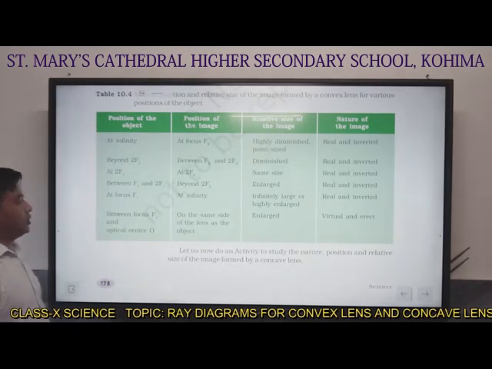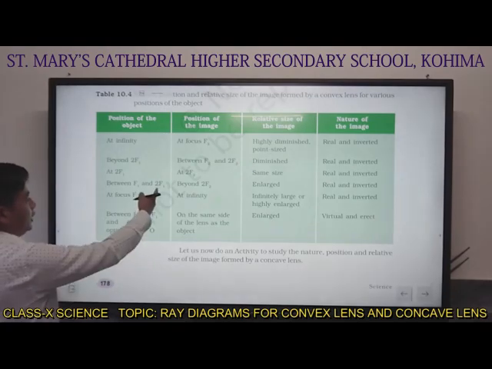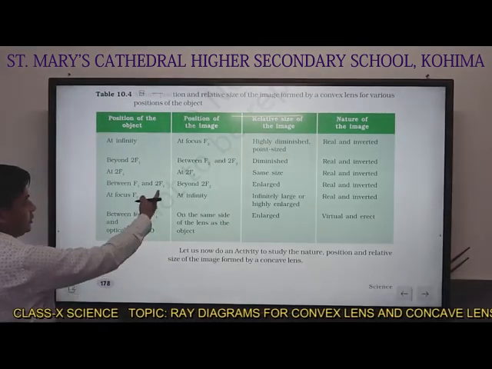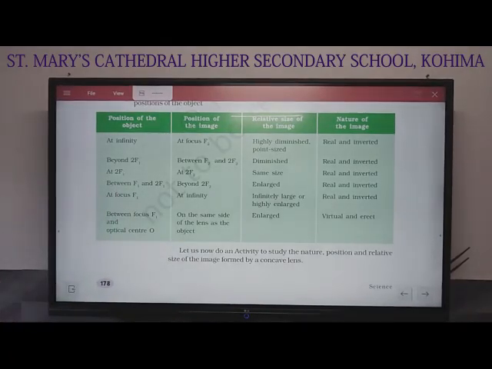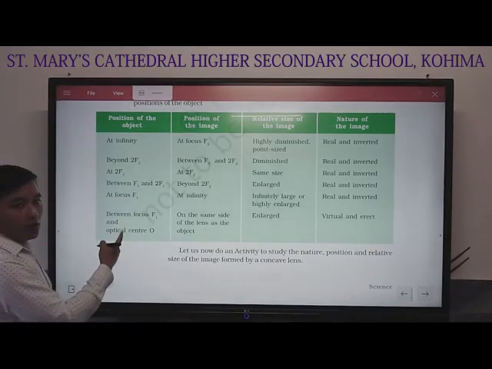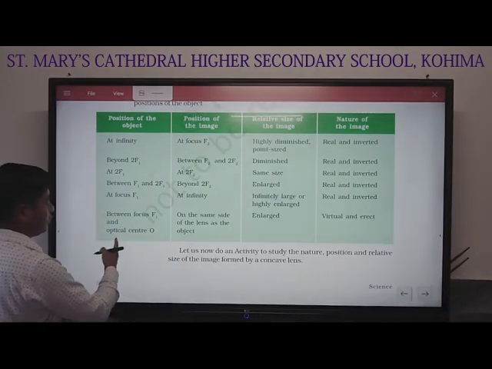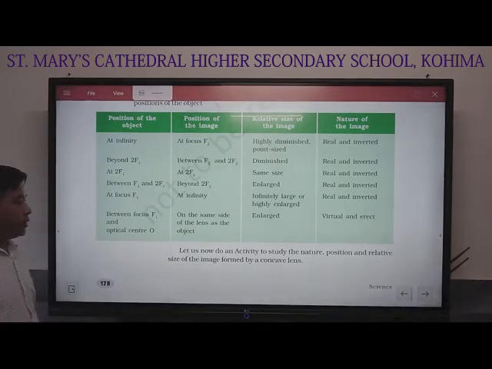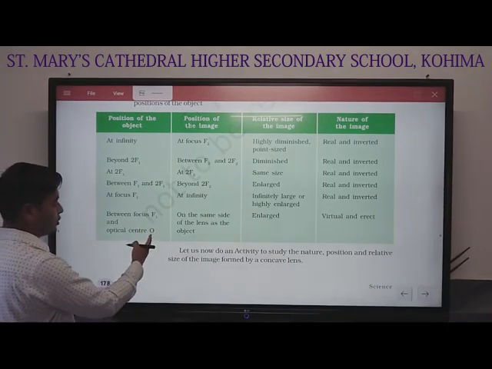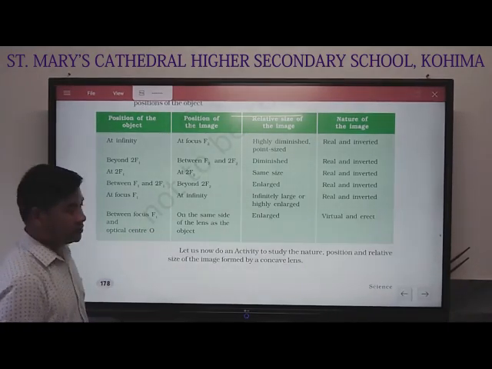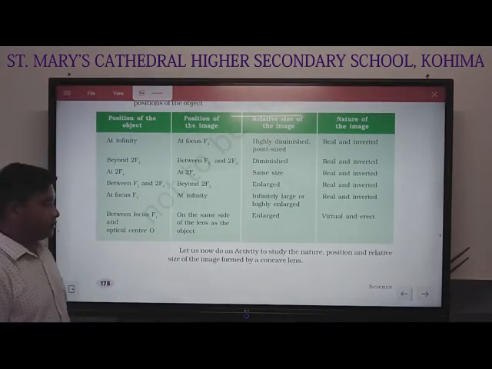Then when we put the object at the point 2F1, we call it the at 2F1 position. And when we put the object between F1, the focus in front of the lens, and 2F1, the center of curvature in front of the lens, we call this position between F1 and 2F1. Then, when we put the object at F1, that is at focus F1. Between focus F1 and optical center is the last in our discussion. Here, we are going to put the object between the optical center and F1, the focus in front of the lens.